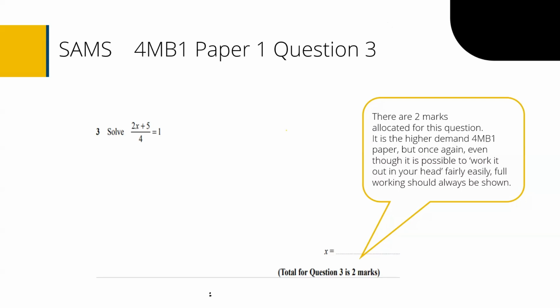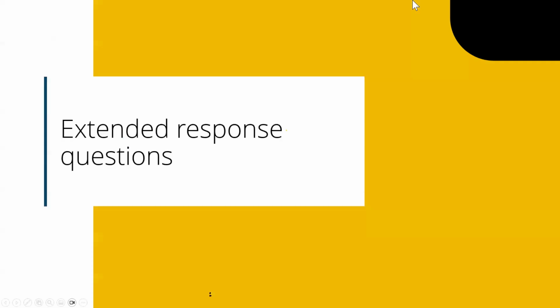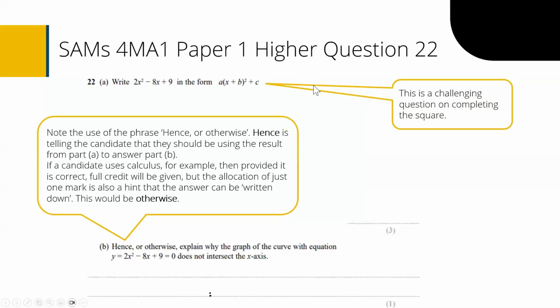Now, if we move to the extended questions, the longer questions, we see the difference between the 4MA1 and the 4MB1 specification. With one specification the grading is structured differently, and the short and longer questions are slightly different in the way that they are structured. So if we look at the extended response ones, this first one is from paper 1 higher, and it's question 22 in this case.